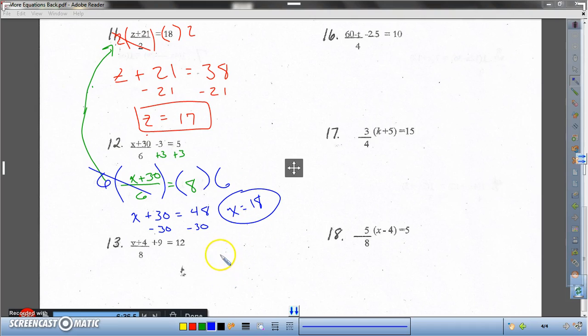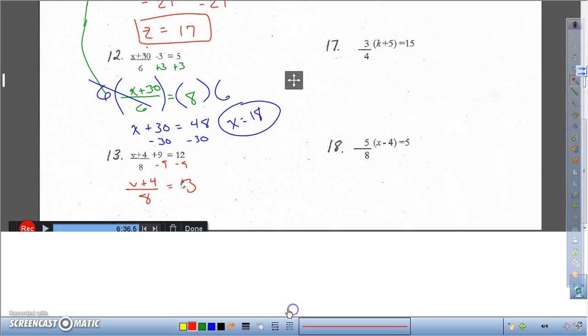All right, number 13 is worked exactly the same way as number 12. I first have to isolate this whole fraction before I can isolate the variable. To isolate the fraction, I need to get rid of the 9. I do that by subtracting. And so the 9's cancel on the left and leave me with b plus 4 over 8, and then 12 minus 9 is 3.